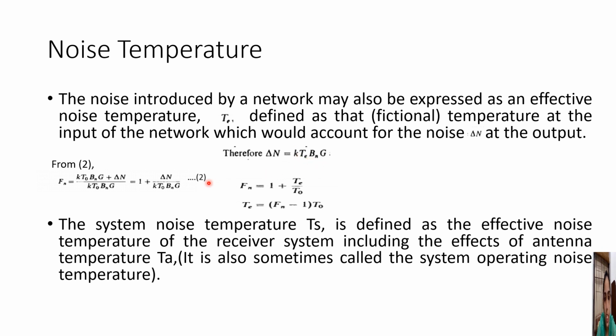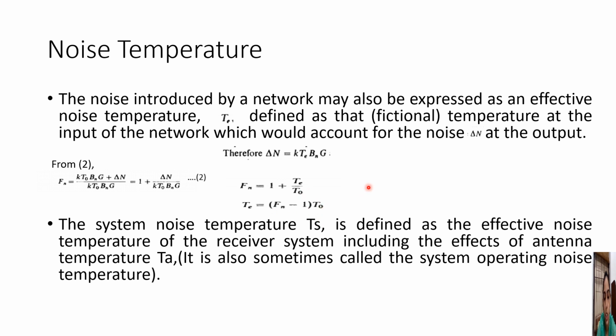Okay, so from the second expression, now instead of delta n, we can replace it by kTe. So we get the expression for the noise figure: Fn is equal to 1 plus Te by T naught. Okay, so this is how we have now modified the noise figure Fn relating to our effective noise temperature Te. Or Te can also be written as (Fn minus 1) into T naught now.